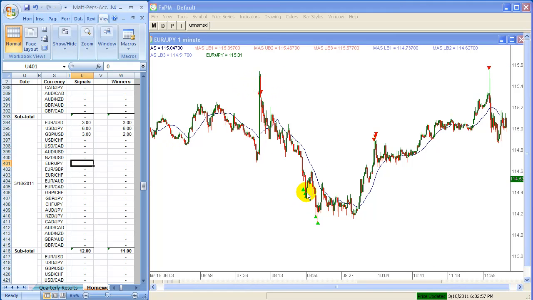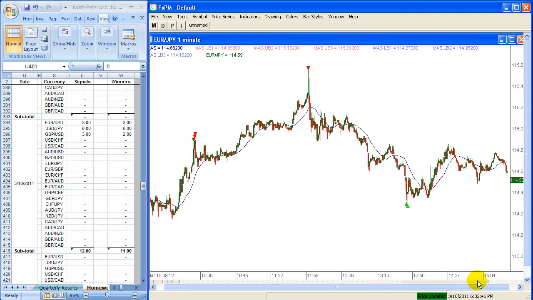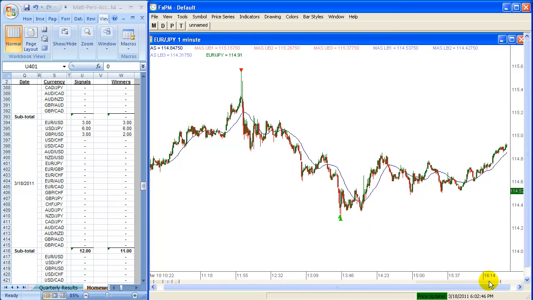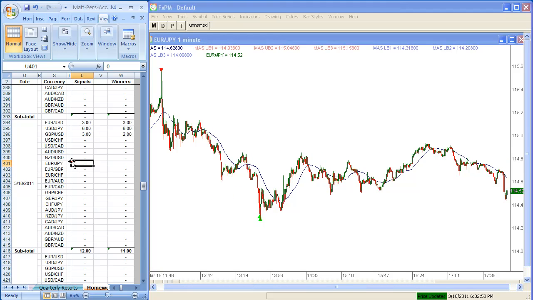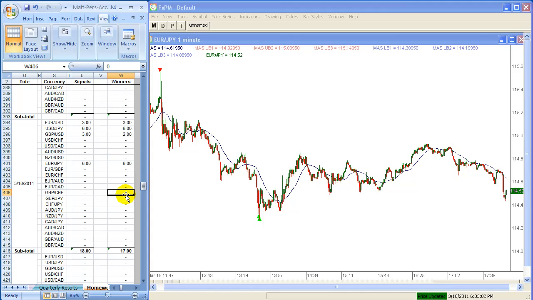So 1, 2, 3, 4, 5, 6. So it looks like 6 signals overall, and 6 of those worked out. So regardless of the emotion that's in the market and the fear and the uncertainty, by going back and looking at this hard data, I can say to myself that yes, it does pay off to trade this volatility because I can go back and quantify what I have going on here.